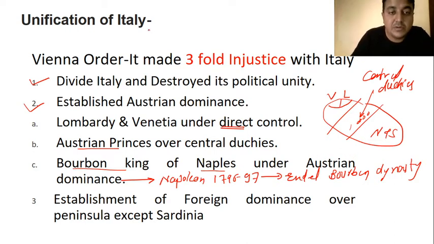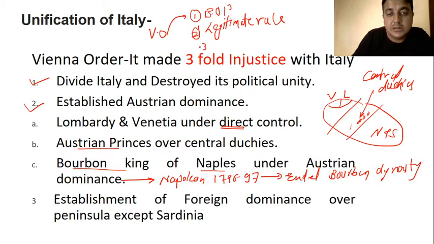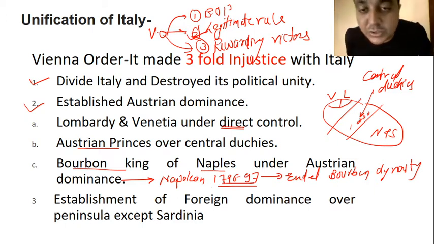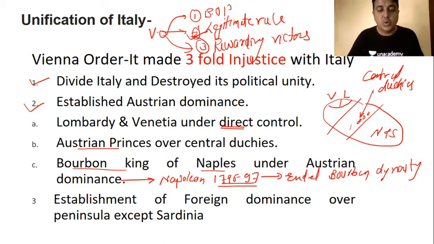Now what happened here? Once again I am going to mention the Vienna Order's three principles: balance of power, legitimate rule, and rewarding victors. So as I mentioned here, the legitimate rule: in 1796-97, who ruled there? Bourbon dynasty ruled there. So after the end of Napoleon, Vienna Order came into force, and what they did, they ended the changes introduced by Napoleon and reinstalled a person from the Bourbon family as a king.